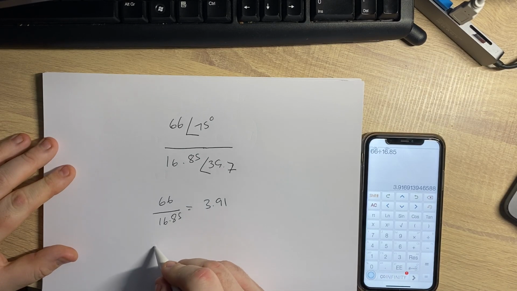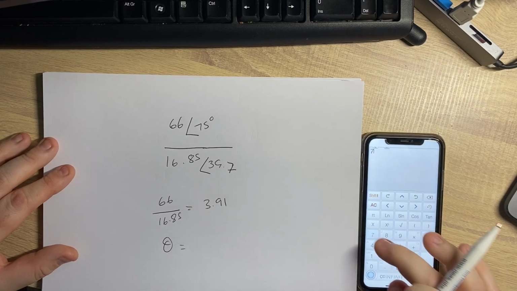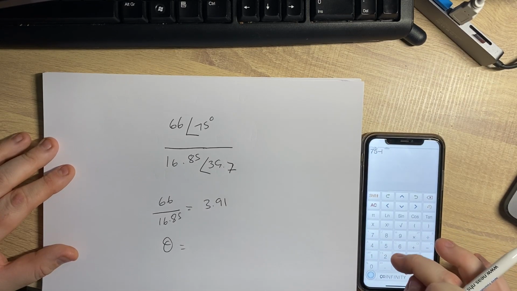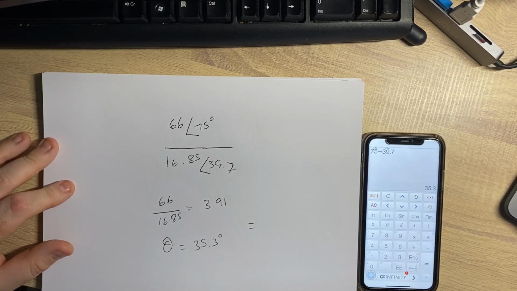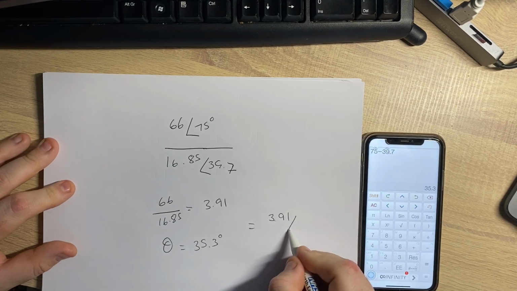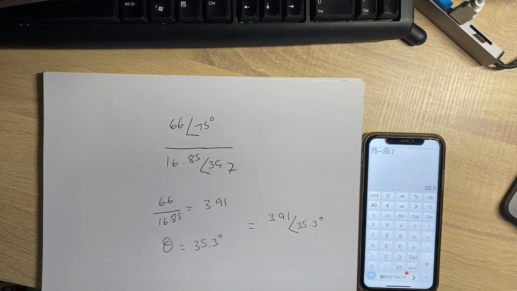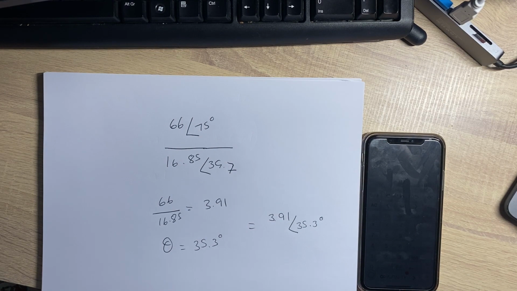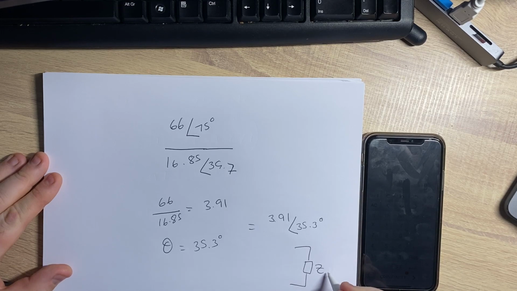And then the angle is these two taken away from each other. So 75 take away 39.7, and that gives us 35.3 degrees. So the total impedance for this whole circuit is 3.91 at an angle of 35.3 degrees. So that's how you do it. That's how you do the calculation to get down to one source of impedance from a parallel circuit.